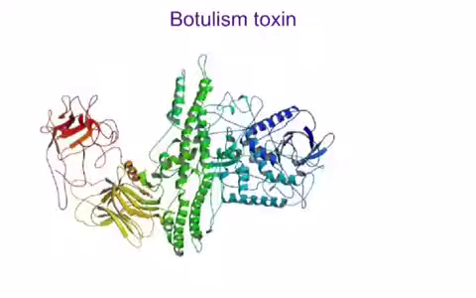So first of all, what I've put up on the screen here is a representation of the botulism toxin protein. So the toxin is a protein, and how could you tell that? What is it about this particular diagram that gives away that we're looking at a protein? So how do you know?